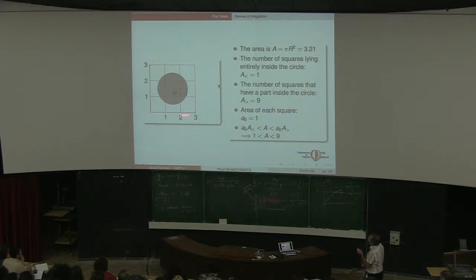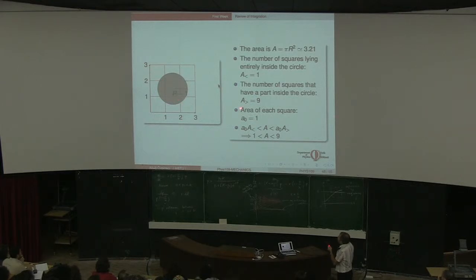Well, I can just divide this side into 3 parts and the vertical axis into 3 parts. I know that the area of my circle is larger than this square, which is the only square that is completely inside my circle. That number I denote by A inside, or A small. This is 1. And all 9 squares have 1 part, not completely, but 1 part of all 9 squares are touching my disk. So I have 9 squares which have some part inside my disk.